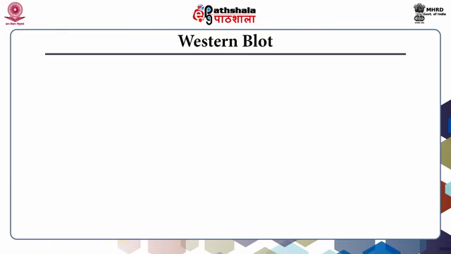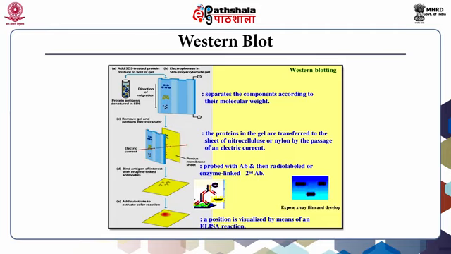Now, Western blot. This is a diagrammatic representation of a Western blot protocol. We run denatured protein on a PAGE, that is polyacrylamide gel electrophoresis, which separates components on the basis of molecular weight. After that, we transfer the proteins from the gel to a nitrocellulose or nylon membrane by passage of an electric field. Now, the membrane is probed with antibody, and a radio labeled or enzyme linked secondary antibody and substrate are used to visualize color on the membrane.